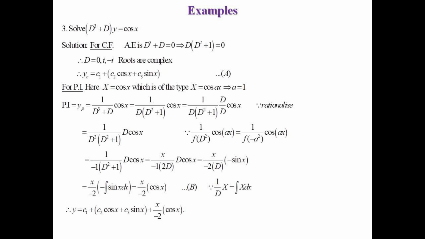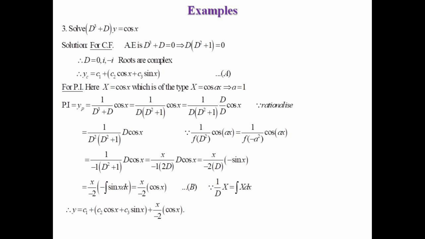So finally we get the value as x upon minus 2 into cos x. So this is technically we can find the derivative and then operate the term 1 upon d into x dx. So we get the value of complete solution of this equation, which is the combination of complementary function and particular integral. Here once again try to understand that for finding the value of particular integral, we factorize the denominator term because denominator is d cube.